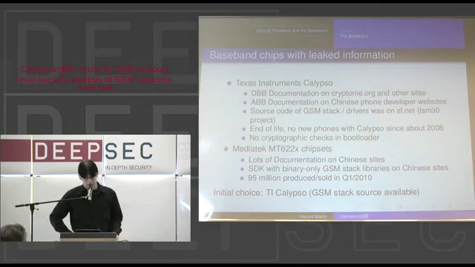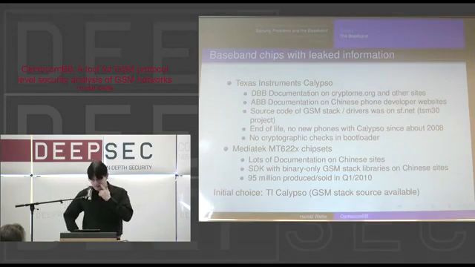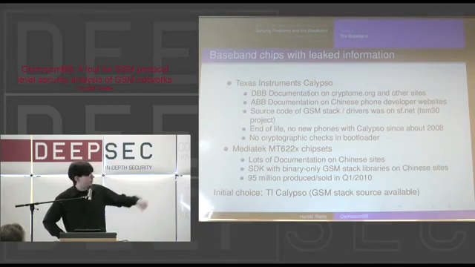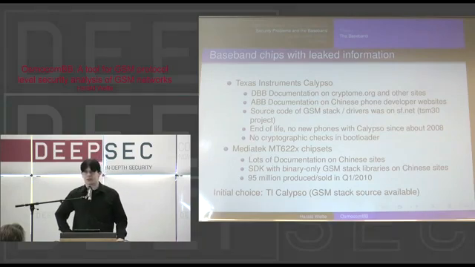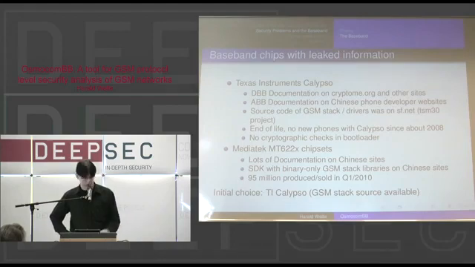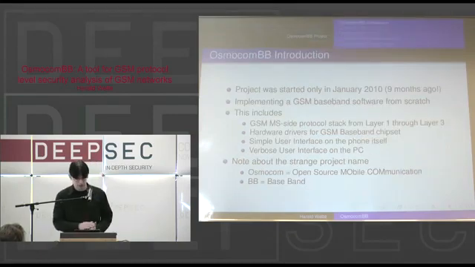There's another series of chipsets which is extremely popular in recent years, the MediaTek MT622X chipsets. There were 95 million of them produced in the first quarter of this year. It's a massive quantity. Those chipsets are used in very, very low price phones sold all over Asia. This is our second idea, but we don't have any support for that yet. So the initial choice was the TI Calypso.